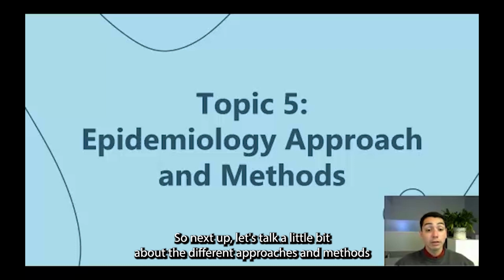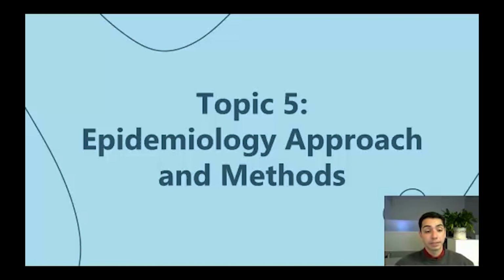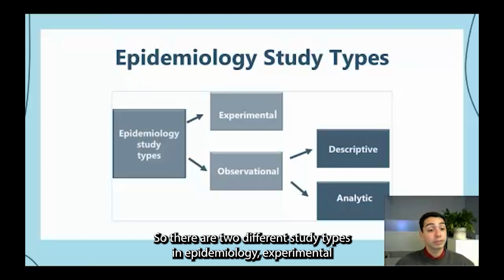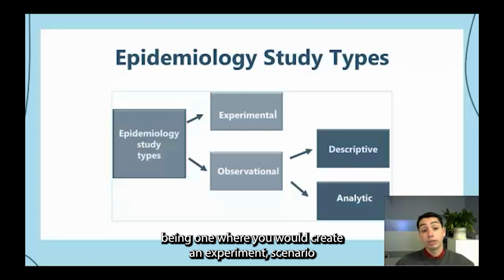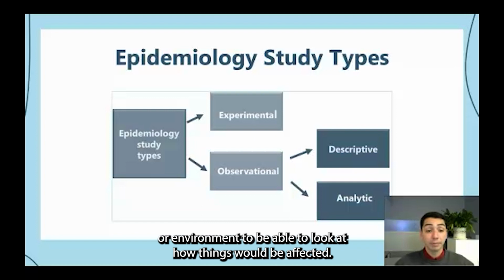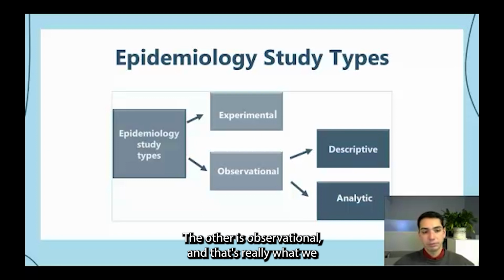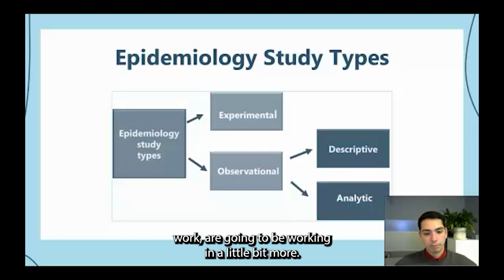So next up, let's talk a little bit about the different approaches and methods within epidemiology. There are two different study types in epidemiology: experimental, where you would create an experiment scenario or environment to be able to look at how things would be affected. The other is observational, and that's really what we are going to be working in a little bit more.